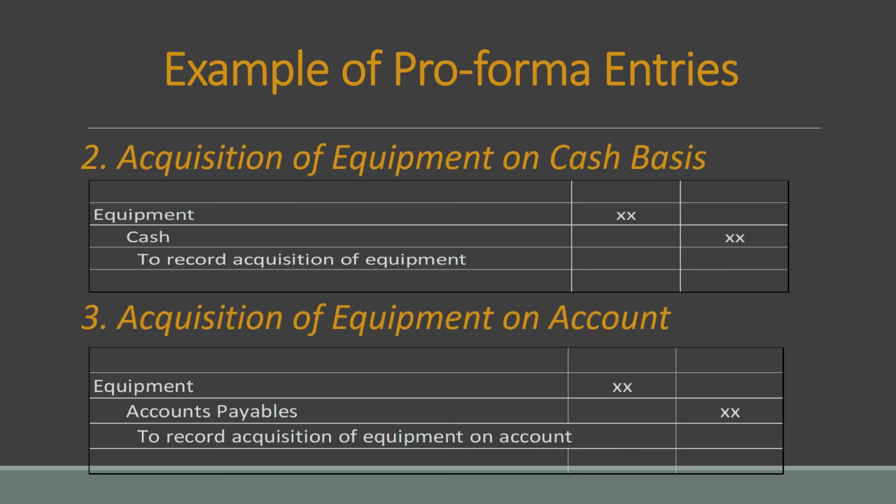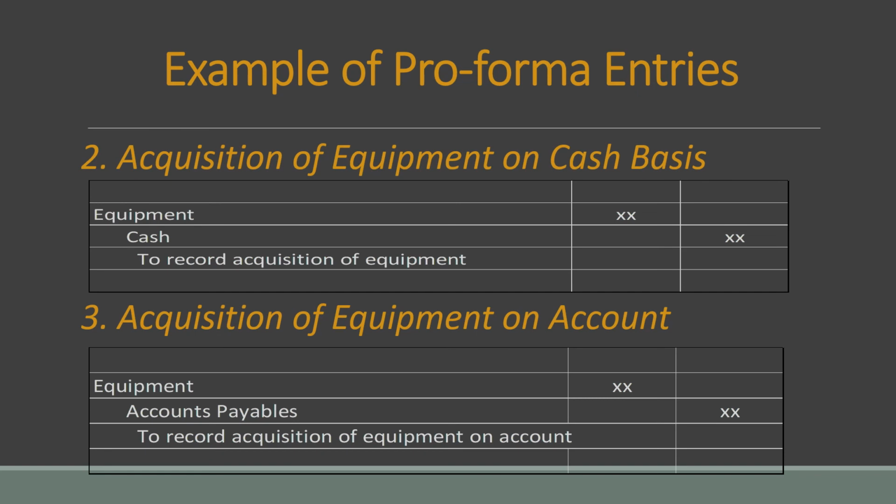So, paano naman kapag nagkaroon ng acquisition of equipment on cash basis? Ibig sabihin, bumili kayo ng equipment on cash basis. Nagbayad kayo agad. So, yan yung magiging entry ninyo. Debit equipment, credit cash. Kasi, nagbili kayo ng equipment, kaya nagkaroon ng increase in equipment, kaya kayo nag-debit ng equipment. Since nagbayad kayo agad, so ibig sabihin, nabawasan yung cash nyo, kaya kayo nag-credit ng cash. And then, merong short description to record acquisition of equipment. So, meron ding debit amount and then credit amount.